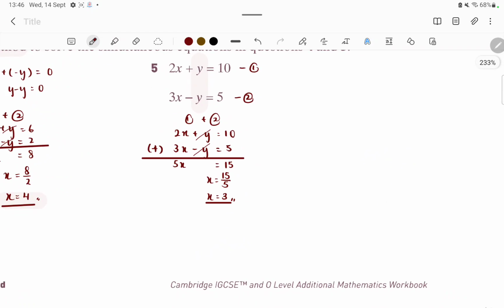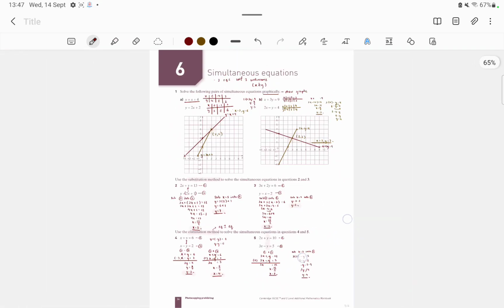So this one, I substitute x equals 3 into, I use equation 2. So 3 times 3 minus y equals 5. So 9 minus y equals 5. And then negative y equals 5 minus 9. So negative y equals negative 4. y equals, you cut both the negative signs, so you should get y equals 4. Okay, so that's all for the first page.